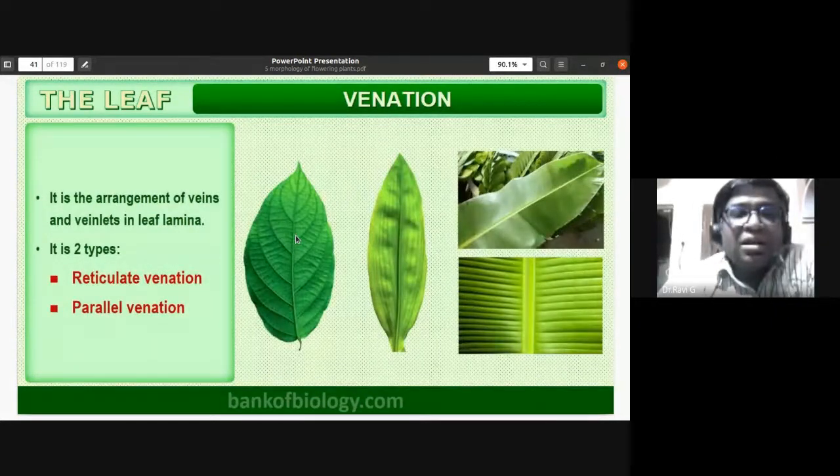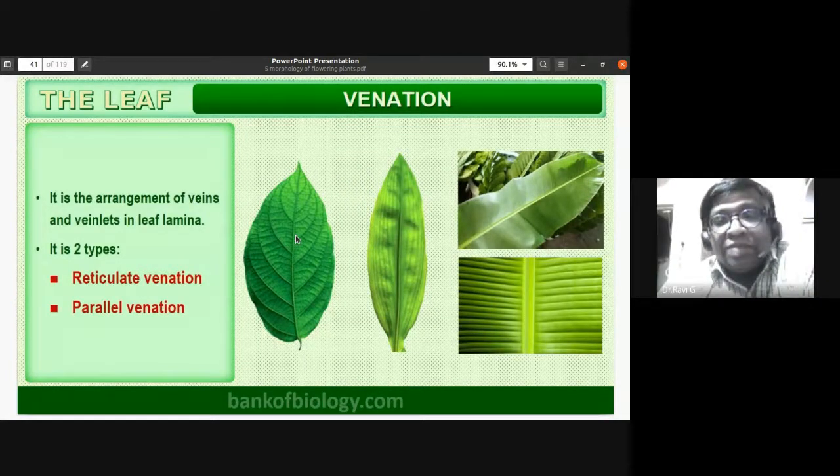So you also notice the venation pattern in leaves. You find two types of venation pattern, that is the reticulate venation and parallel venation. The venation is the arrangement of veins and veinlets in the leaf lamina. We call it venation. There are two types: reticulate venation, which we notice in the case of dicot leaf, and parallel venation, which we can notice in the case of monocot leaf.